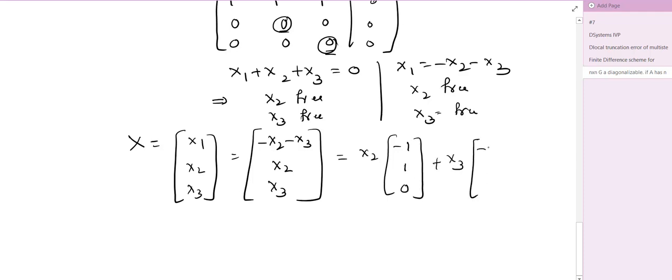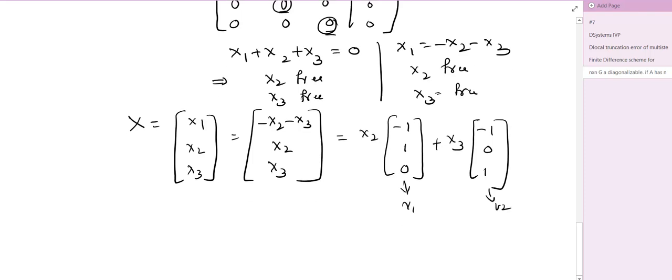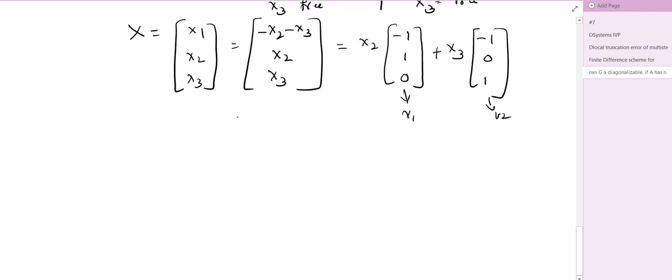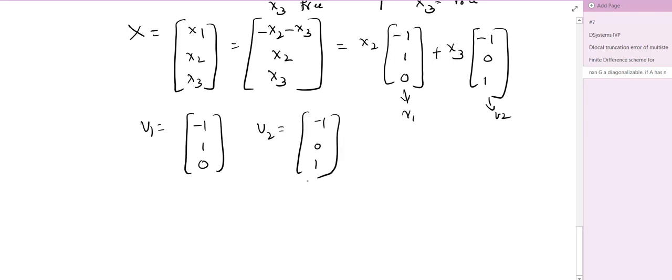So here you can see the vectors. Because lambda equal to minus 2 has multiplicity 2, you can see there are two vectors we are getting. V1 is minus 1, 1, 0, and V2 is minus 1, 0, 1. So these are the eigenvectors corresponding to lambda equal to minus 2.